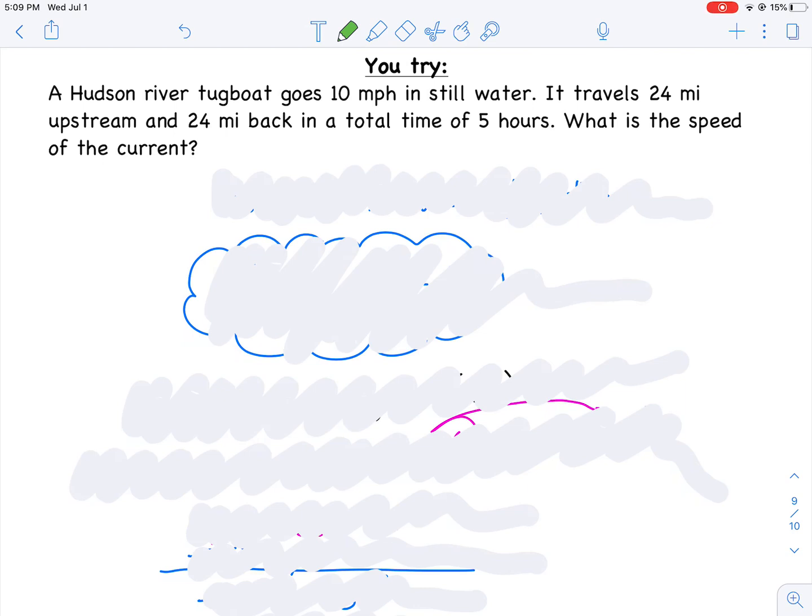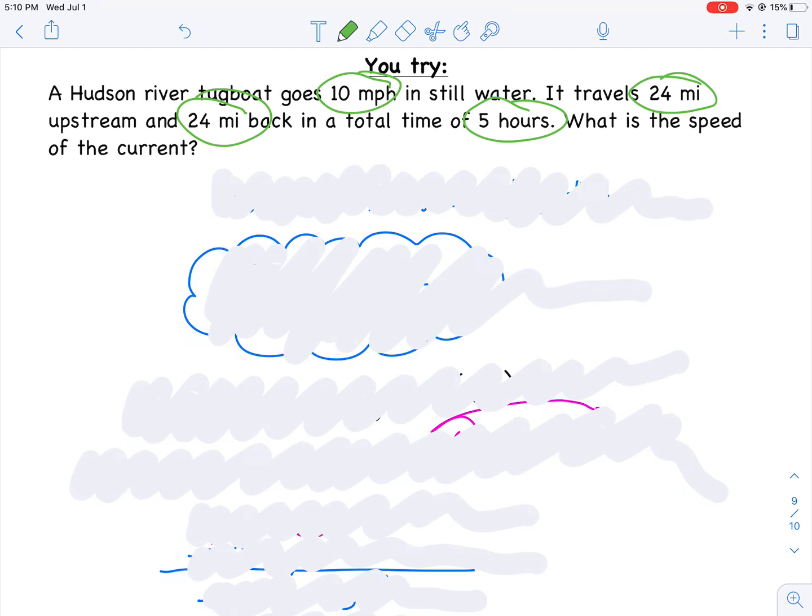All right, it says a Hudson River tugboat goes 10 miles per hour in still water. So that's its speed by itself, nothing affecting it. It travels 24 miles upstream, so that's a distance, and 24 miles back in a total time of 5 hours. So that's a time. What is the speed of the current? You can call it C, you can call it X, you can call it R for river, whatever you'd like to call it. Just make sure you understand your variables and what your answer means in the end.